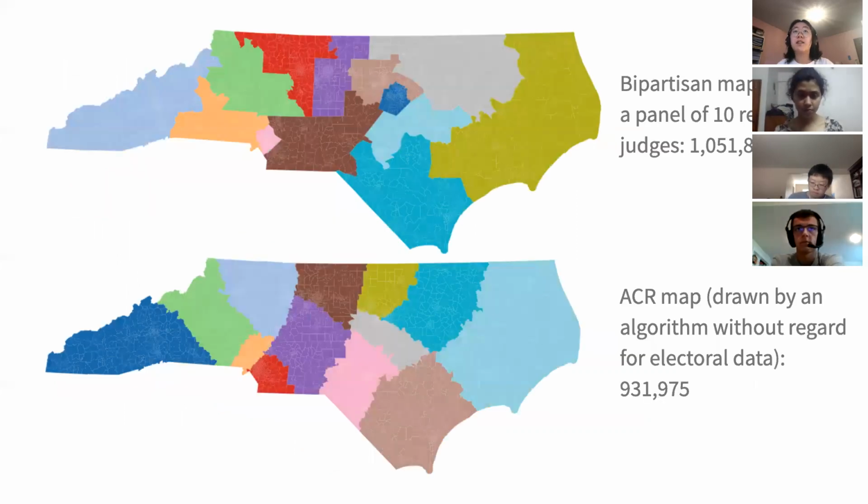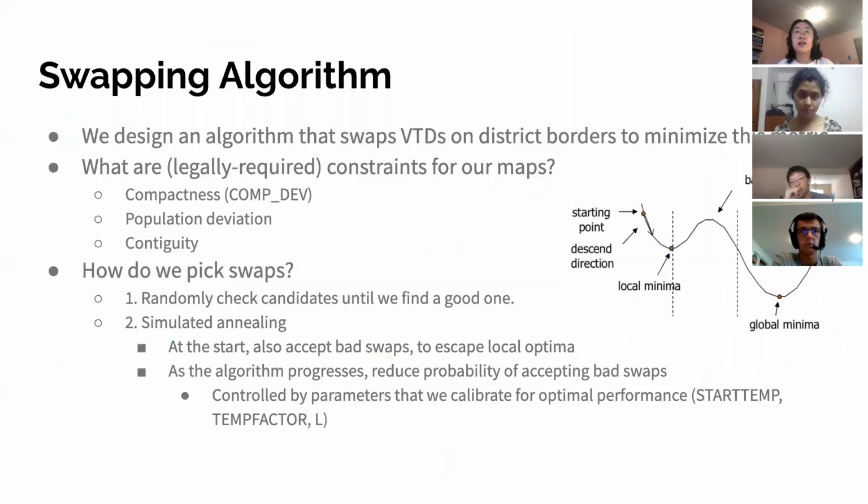These two maps are not official maps. The first is a bipartisan map drawn by a panel of 10 retired North Carolina judges. The second is actually drawn by an algorithm developed by the group from Haverford in a paper called Automated Congressional Redistricting. So neither of these maps take electoral data into consideration in the process of generating the maps, but they're both trying to keep districts contiguous and relatively compact with approximately equal populations.